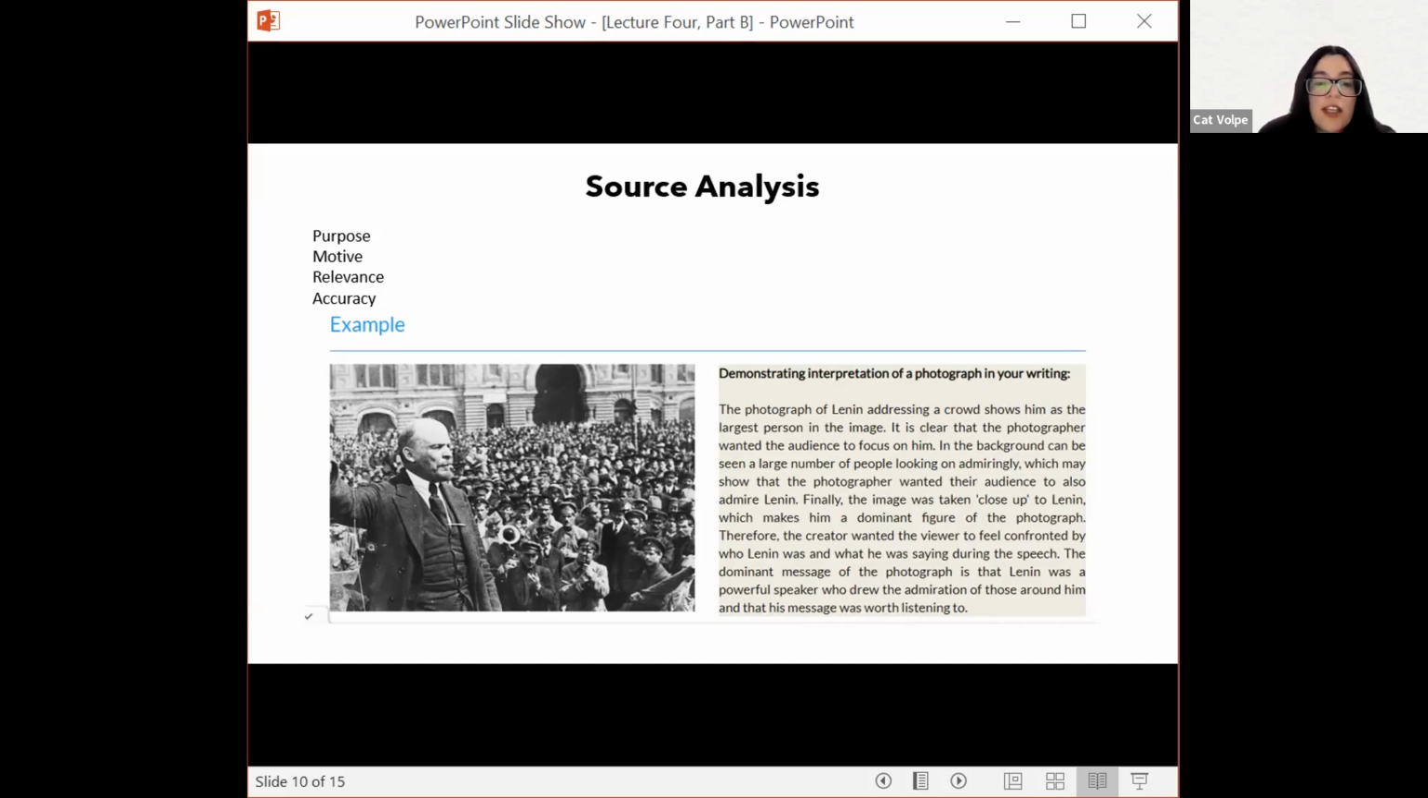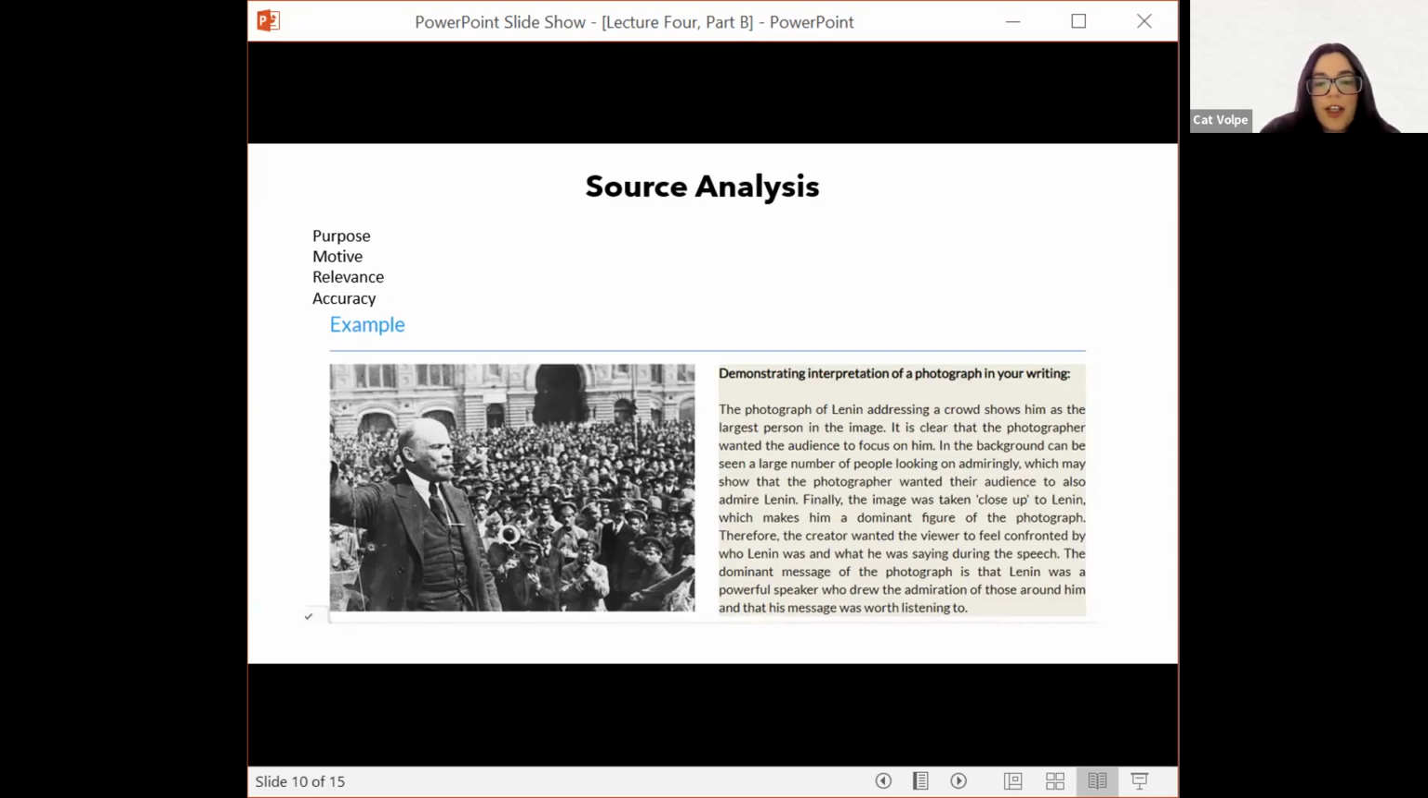Finally, the image was taken close up to Lenin, which makes him seem like a dominant figure. So therefore, it can be ascertained that the creator and the photographer of this photograph wanted the person looking at this picture to feel confronted by who Lenin was and what he was saying during the speech. So the dominant message of the photograph is that Lenin was a powerful speaker who was admired by all those who were watching him, and that his message was worth listening to.